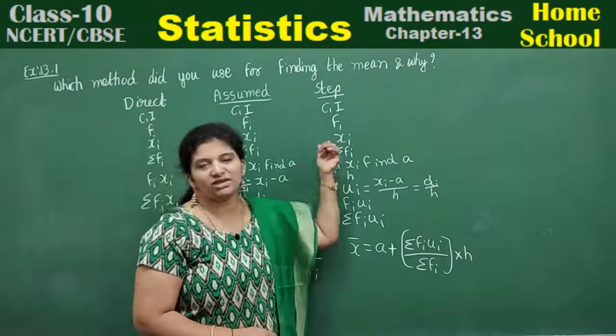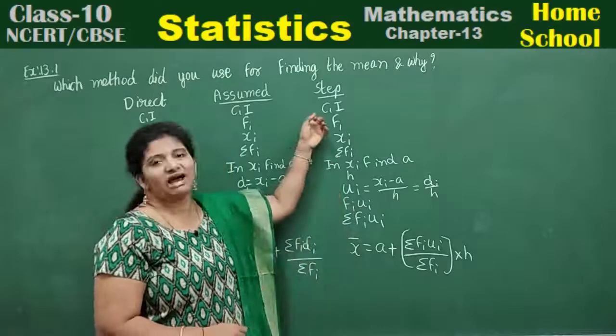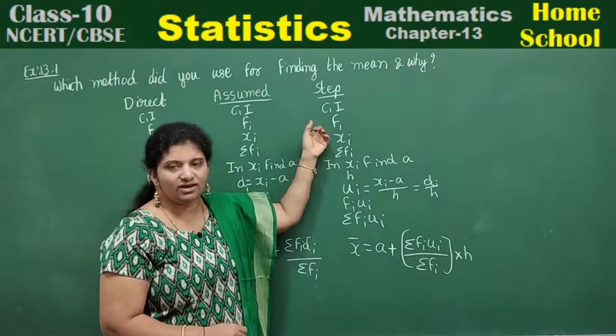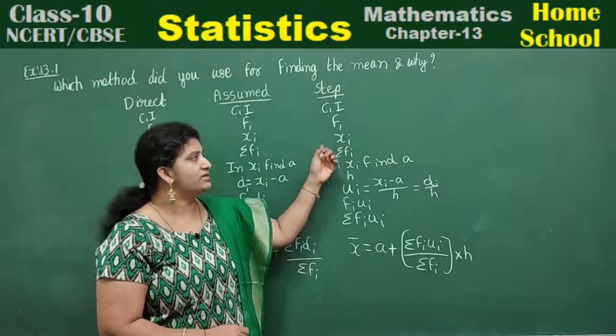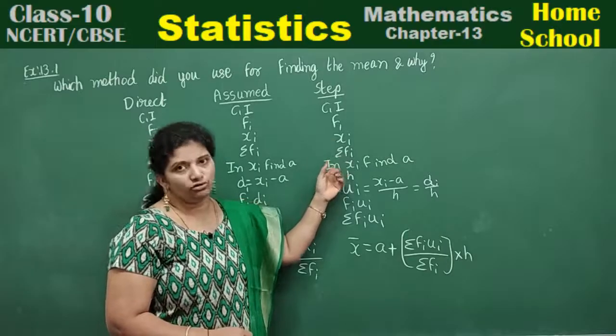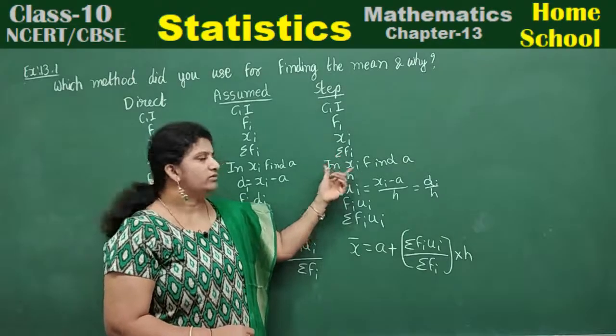Mean formula for the assumed mean method is x bar is equal to A plus summation fi di by summation fi. Last one, step deviation method. Class interval and frequency will be given. Xi you are going to find, and summation fi.